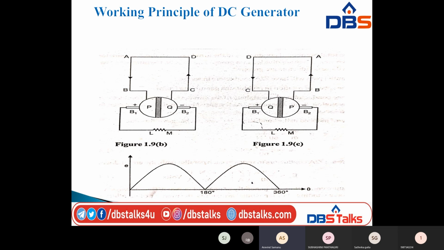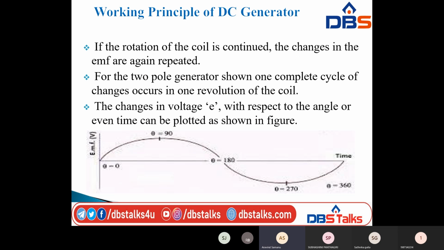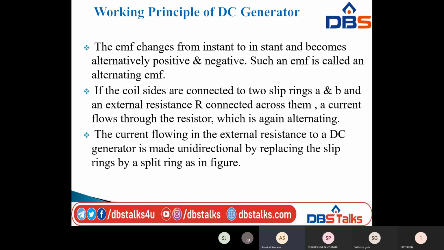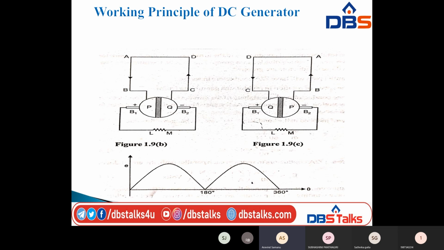So this is the unidirectional diagram: 0 to maximum and 0, and 0 to maximum and 0, in only one direction. In the previous diagram we had positive and negative peaks, but here we have only the positive direction. Only one direction, that is unidirectional. Okay, I'm stopping here.